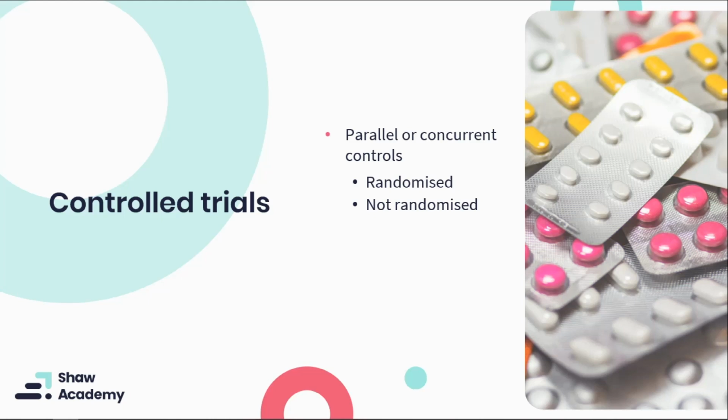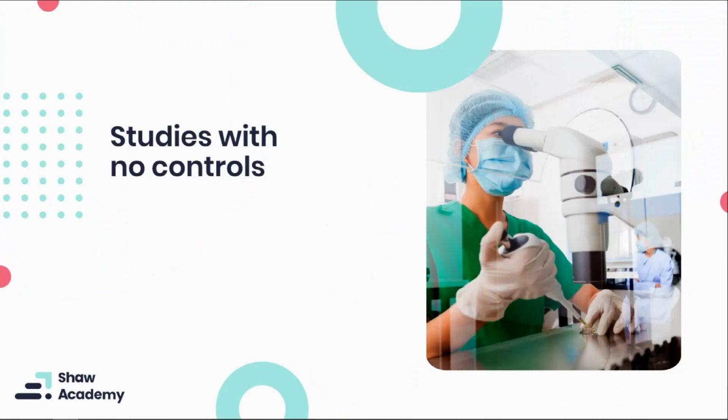Now, controlled trials can be concurrently controlled, where one group is the experimental group and the other the placebo or controlled group. These 2 groups are treated the same, except for the procedure's difference itself. Controlled trials can also have sequential controls or external controls. Our last study design we will discuss for today's lesson is studies with no controls or uncontrolled studies.